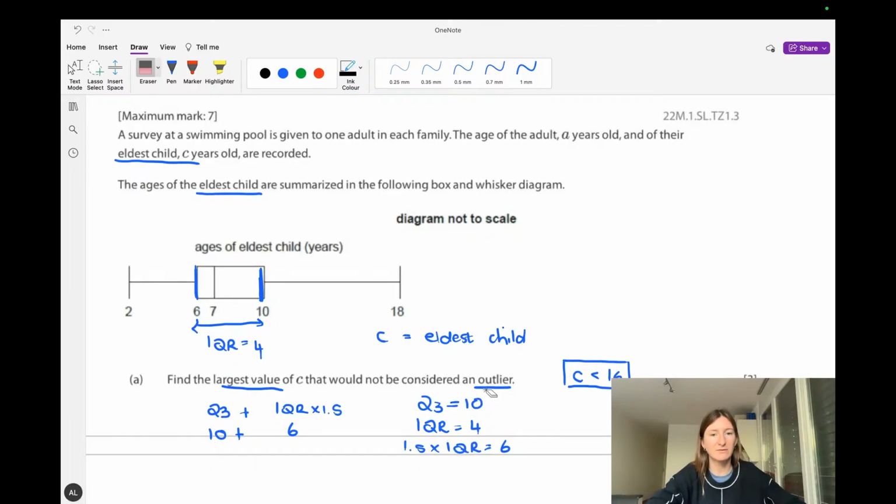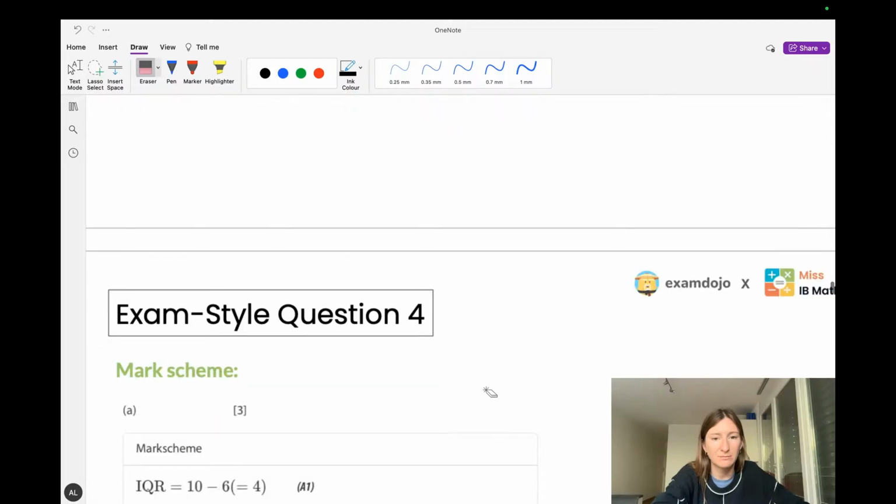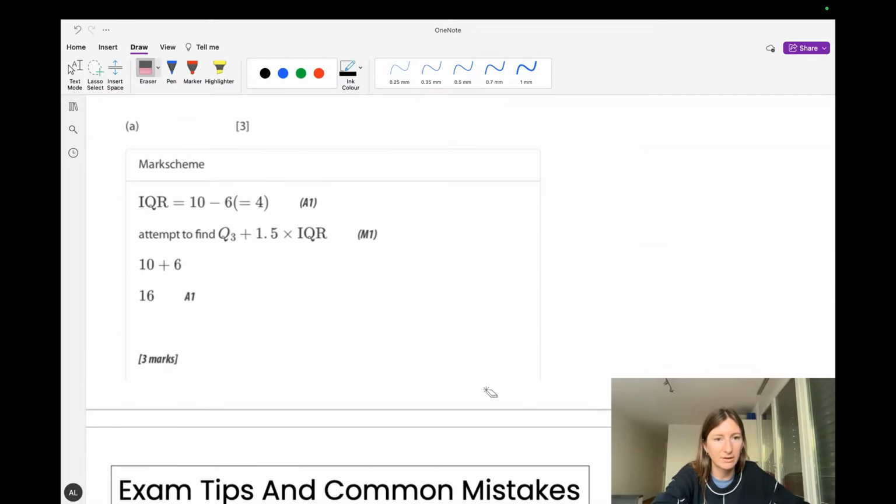But the biggest thing is if you see the word outlier, the questions are often asked in a very strange way. And the most important thing is just to do the calculations, do the method. All right, there we go, 16.